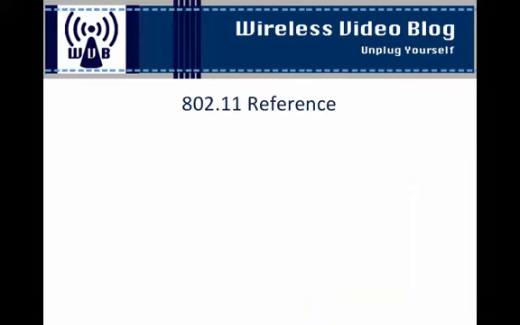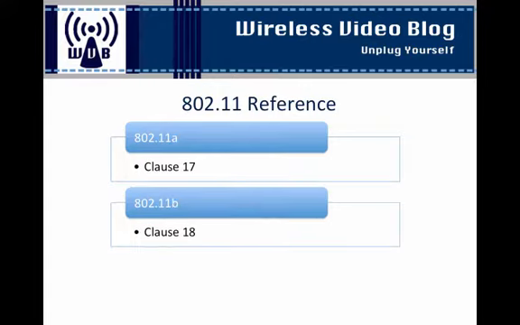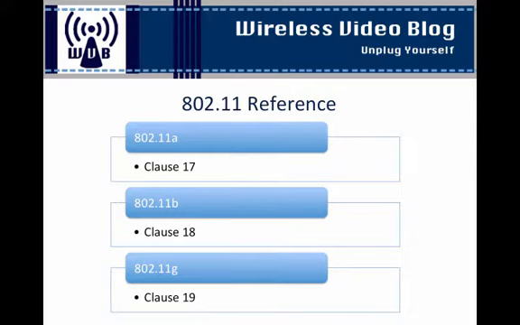But of course, after the original standard came out, they amended it with 802.11a, which now becomes clause 17. There was also 802.11b, which became clause 18 in the 2007 reference, and 802.11g becomes clause 19.